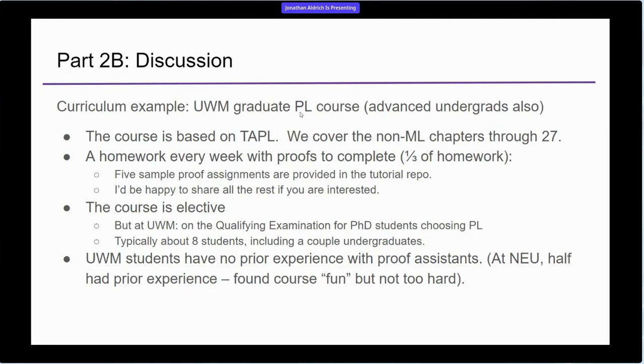The course is elective. I don't get a lot of students taking it, but it is on the topic list for the qualifying exam for PhD students, so I get a few people. UWM students, usually the people coming in have never used a proof system before. When I taught at Northeastern, I had people who'd done Coq before, and for them, SASyLF was just, oh, this is so nice, whereas my other students are like, this is a real struggle. And I want to tell them, no, Coq is worse.